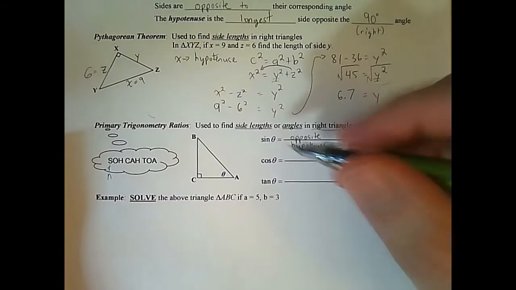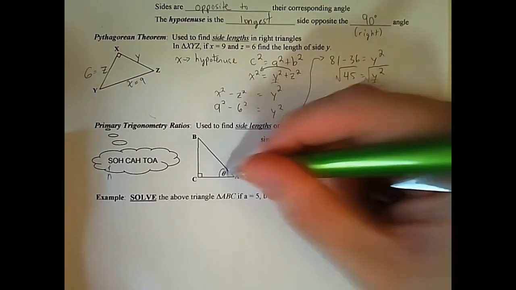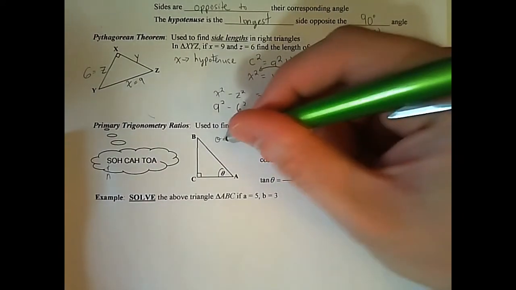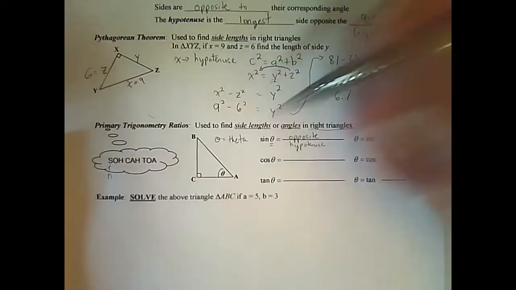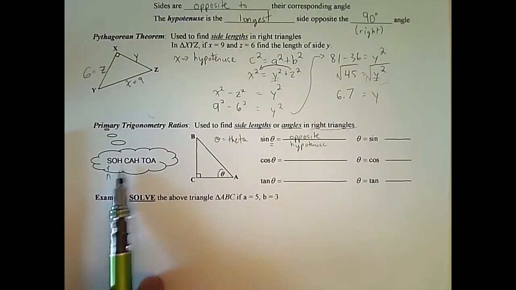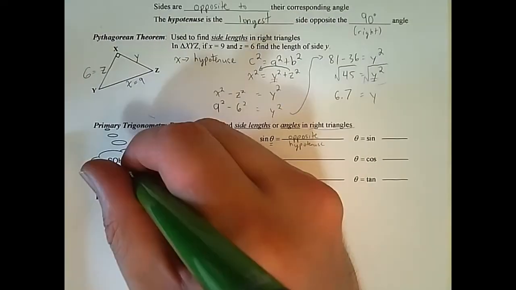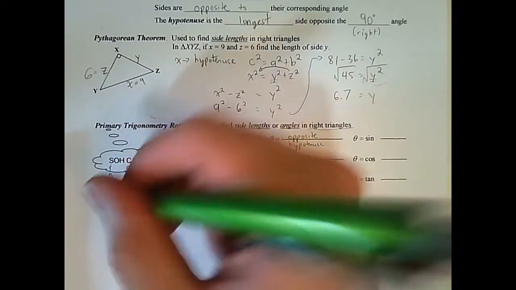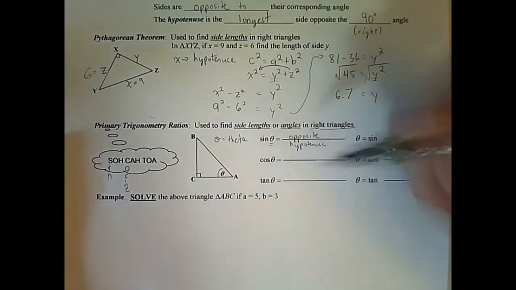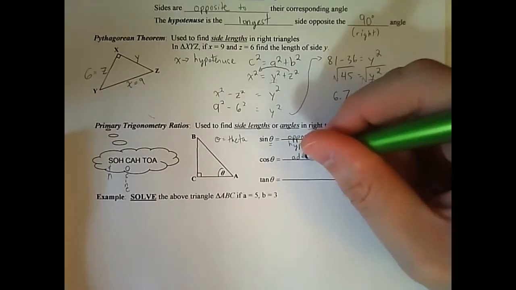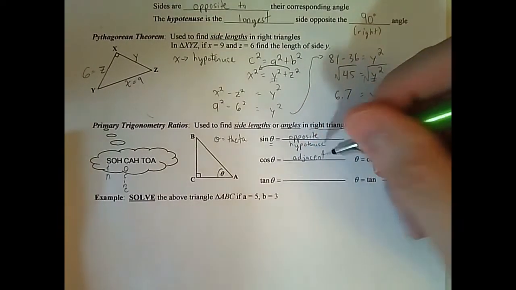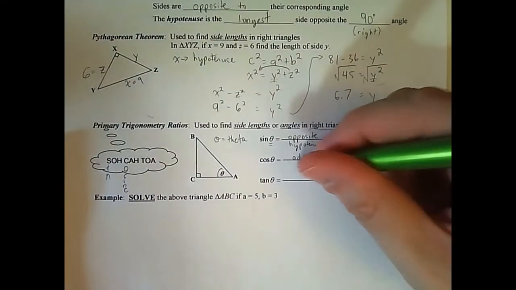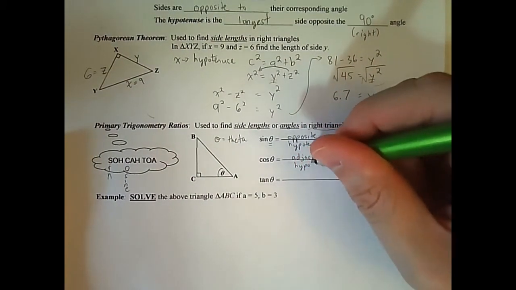And remember, the angle we call theta. Now let's look at cos. Cosine for the ka part, ka, stands for, the A stands for adjacent, which means beside. And the H stands for the same thing, which is hypotenuse.